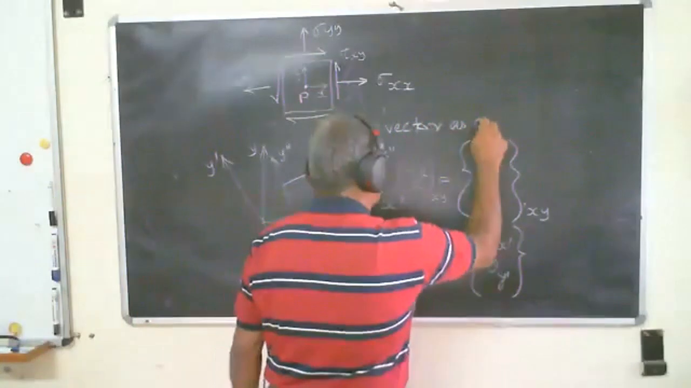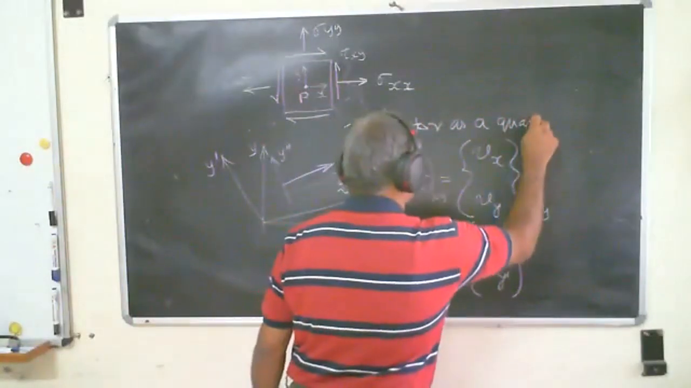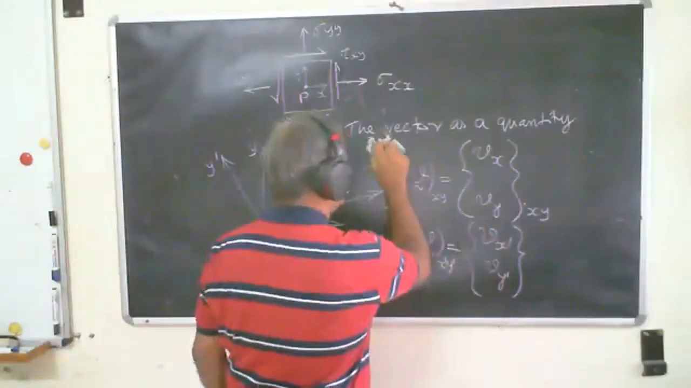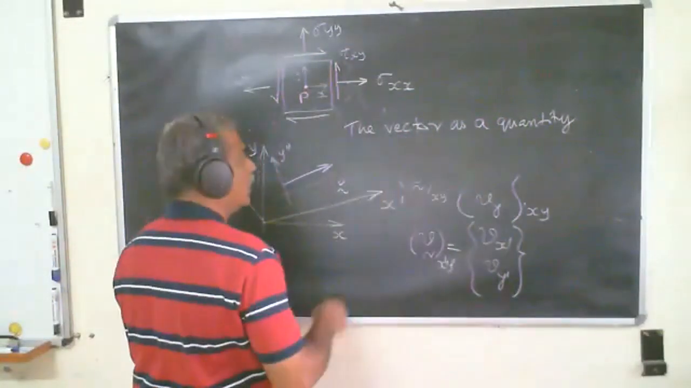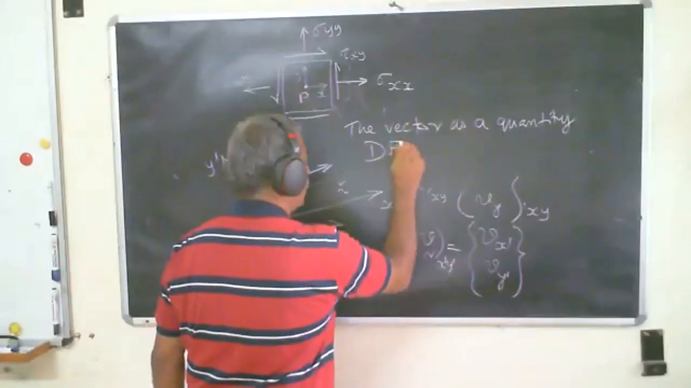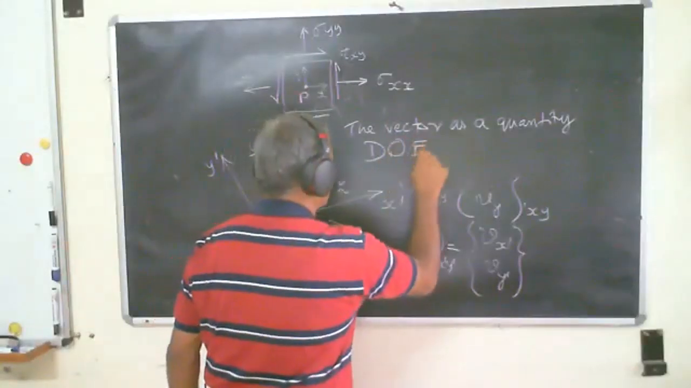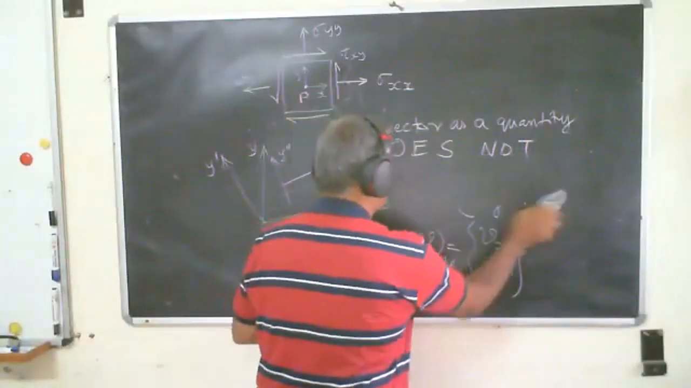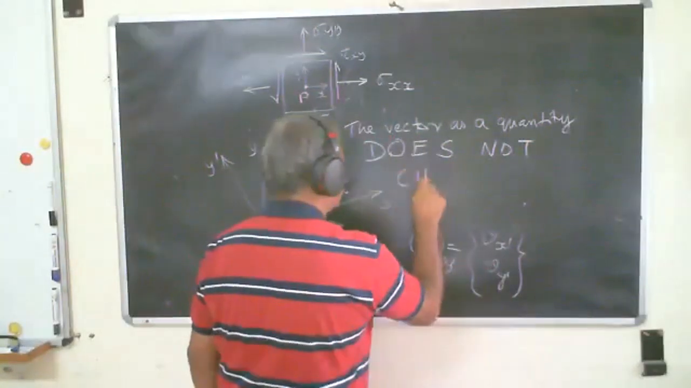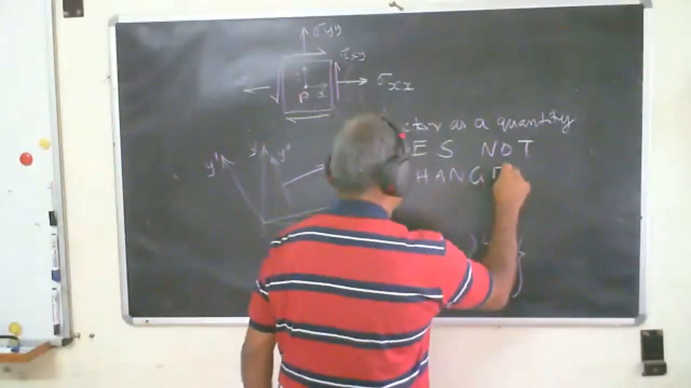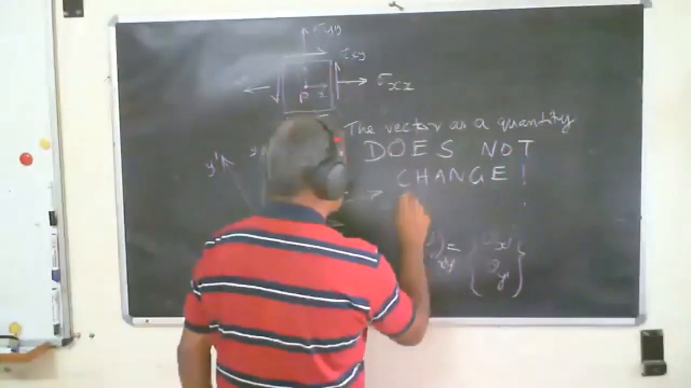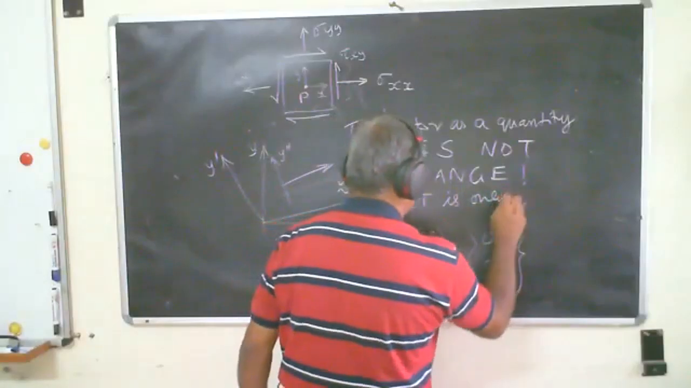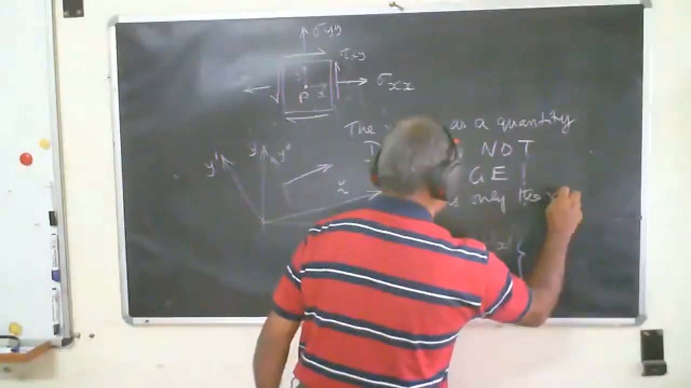And therefore, one thing that I understand, and I'm going to write it very clearly, is the vector as a quantity or a measure does not change, it is only the reference that changes.